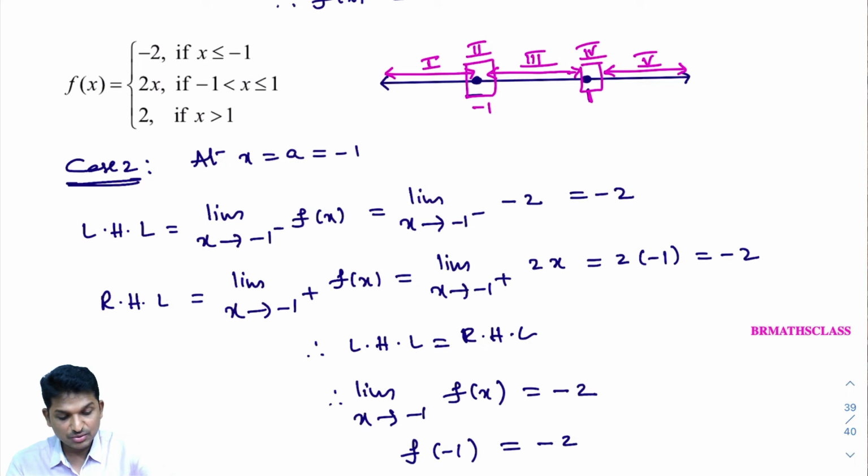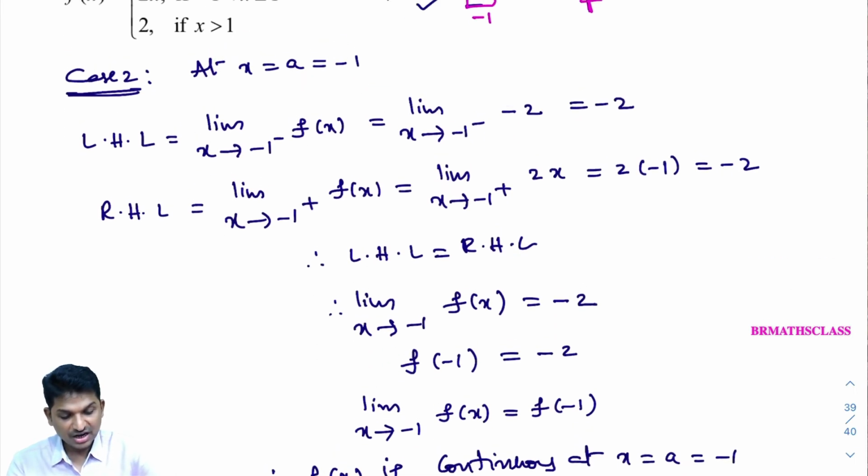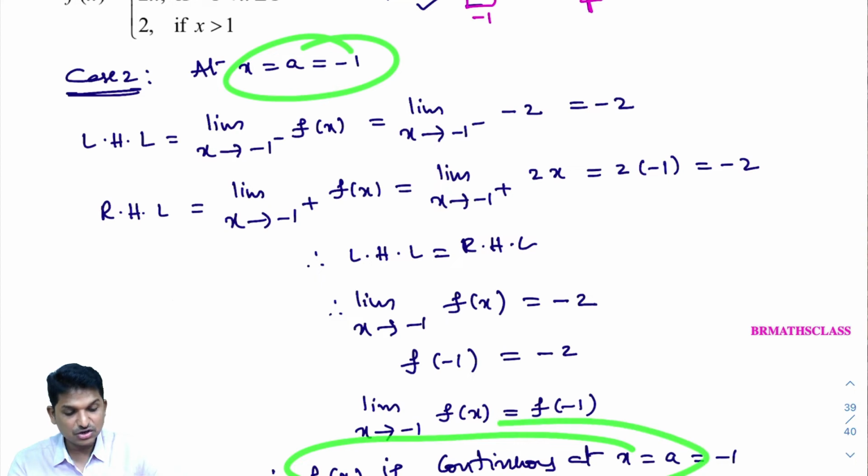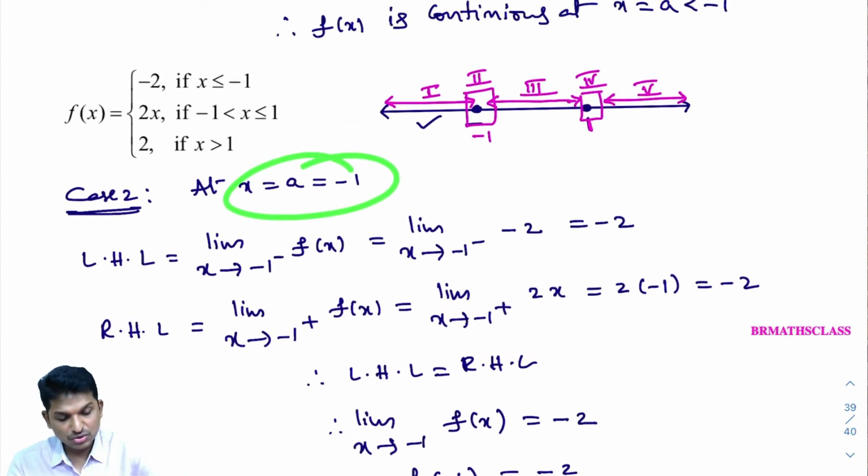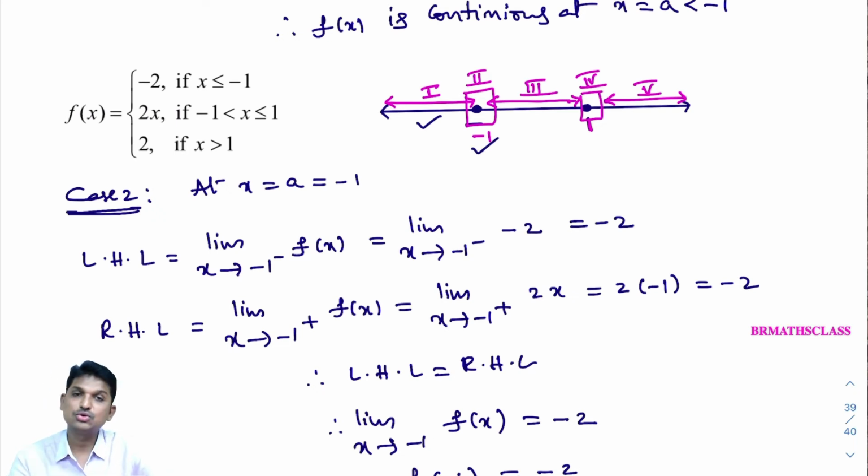Look here, case 1, it is continuous at -1. I checked this at -1. What I got at -1? At -1 I got that this is a continuous function. So case 2, at case 2 also this is continuous. So this function is continuous at case 2 also. Now I need to check the continuity of the function in case 3. What is case 3? When x value lies in between -1 and +1. Okay, we'll move to case 3.